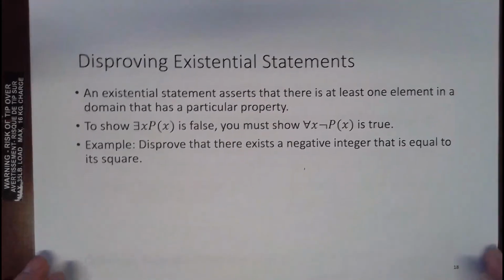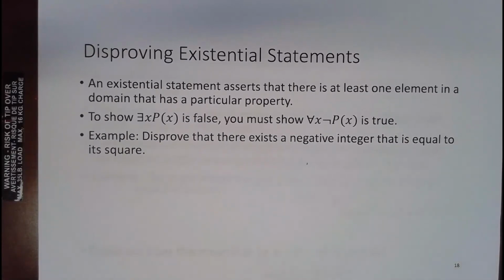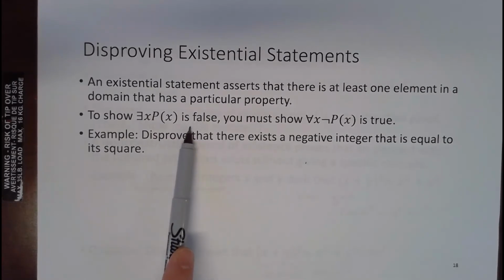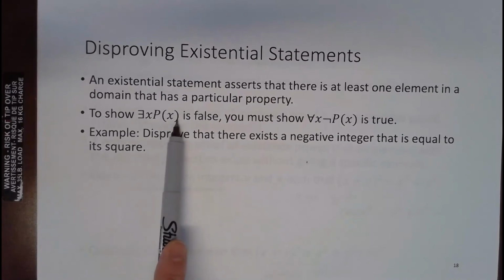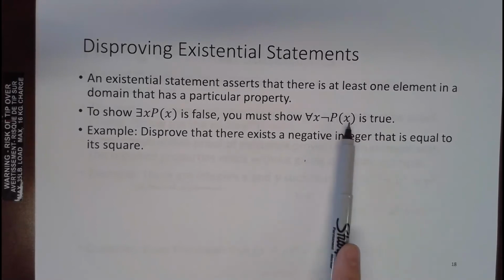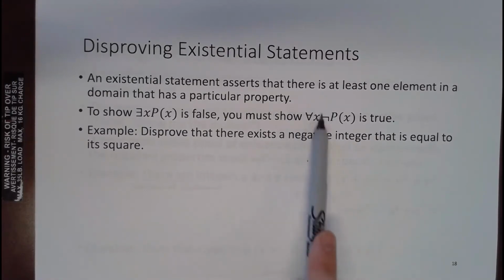Now, disproving an existential statement. Remember that an existential statement asserts that there's at least one. So if you want to prove it, you just have to find one. But if you want to show that it's false, think about it: there exists an x such that p of x. To show that's false, you have to show that the negation is true, so you have to show that for all x, not p of x is true. That's a much harder thing to do, because now it's a universal, and I have to make a general argument about the entire domain and show that I can never find a single x that makes this true.